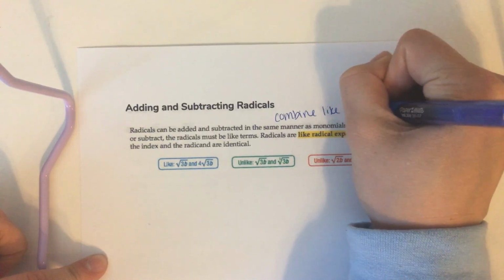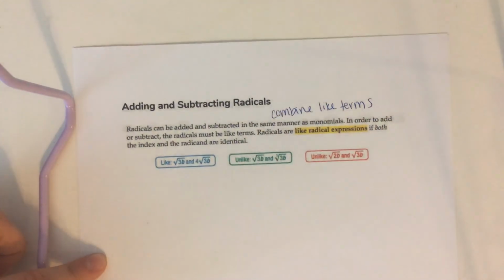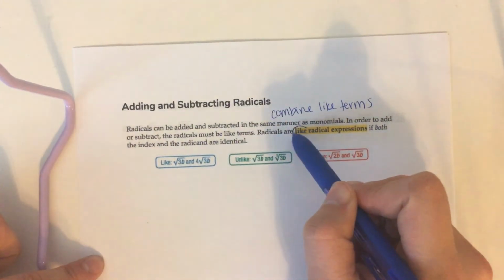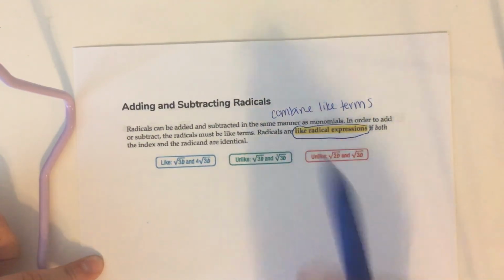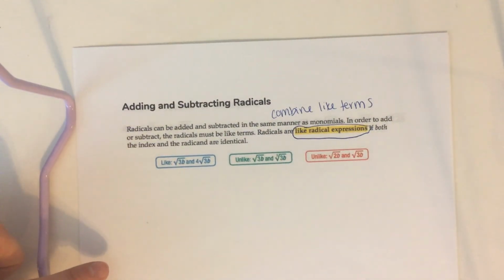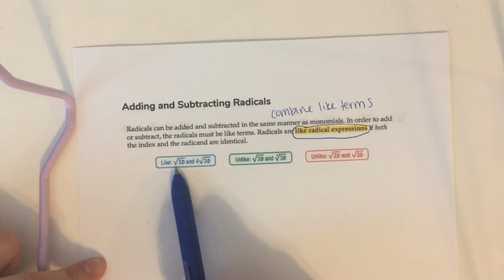Adding and subtracting were the easy ones. We just had to combine like terms. Well, same here, but instead of like terms, we think like radical expressions. So looking at some examples, we're looking for the index. That's how we know if they're like radical expressions, because we're looking for the index.